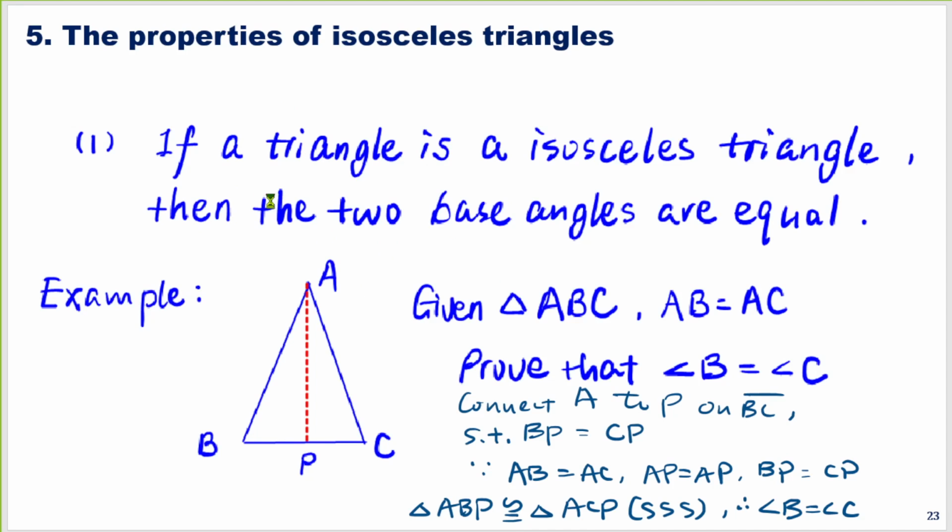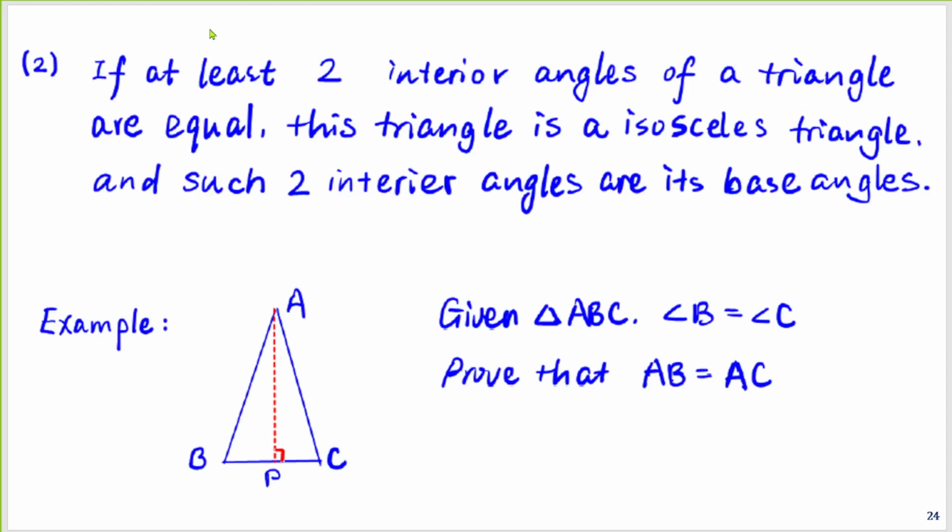And this is the first property of isosceles triangles. Next, if at least two interior angles of a triangle are equal, this triangle is an isosceles triangle. And such two interior angles are its base angles, which means given a triangle ABC, if you have angle B equals angle C, you can actually prove that AB equals AC, right? So how can we do this?